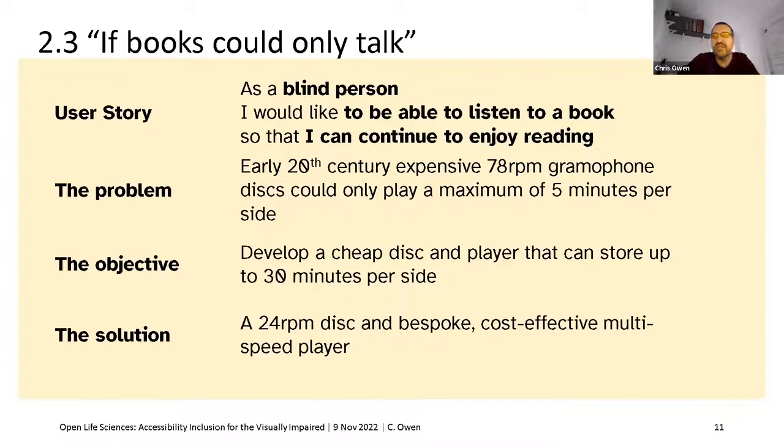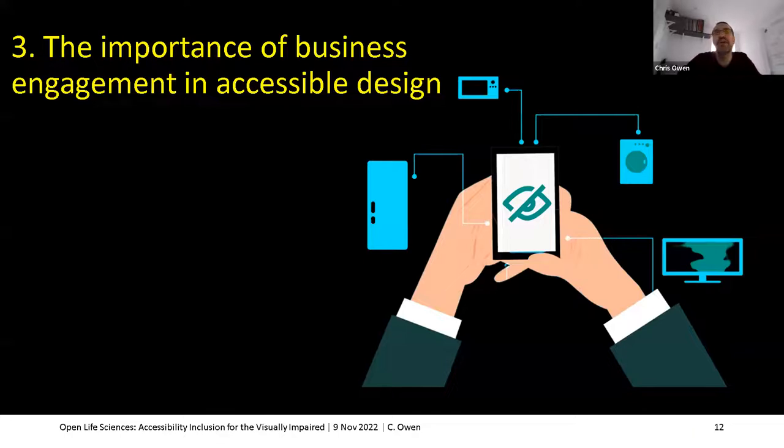And then, after years and years of development, the first audiobooks were shipped free of charge to blind and visually impaired people in around 1935. So what has that got to do with business engagement? The thing about both of those items is they were actually built with visually impaired people at the core, working closely with those visually impaired communities to build a solution that was fit for purpose and worked for them.